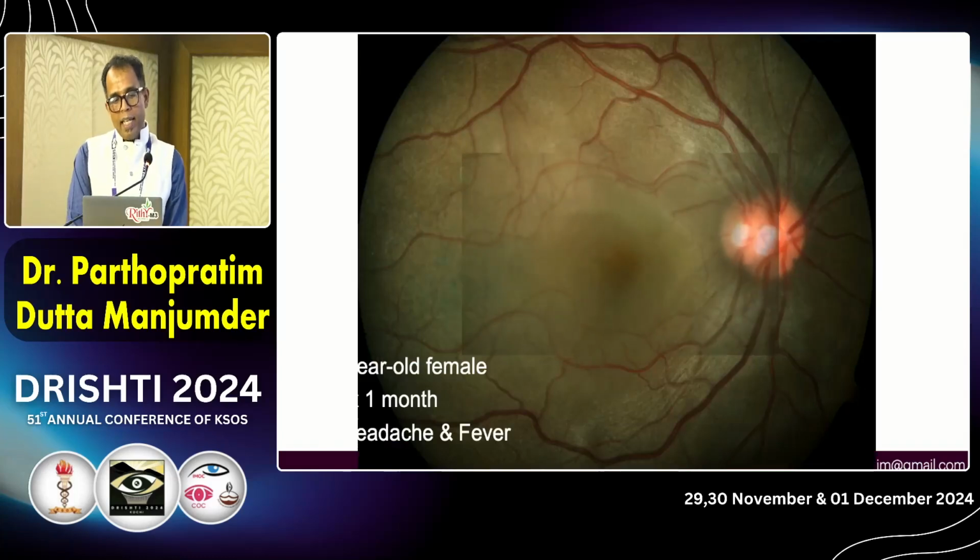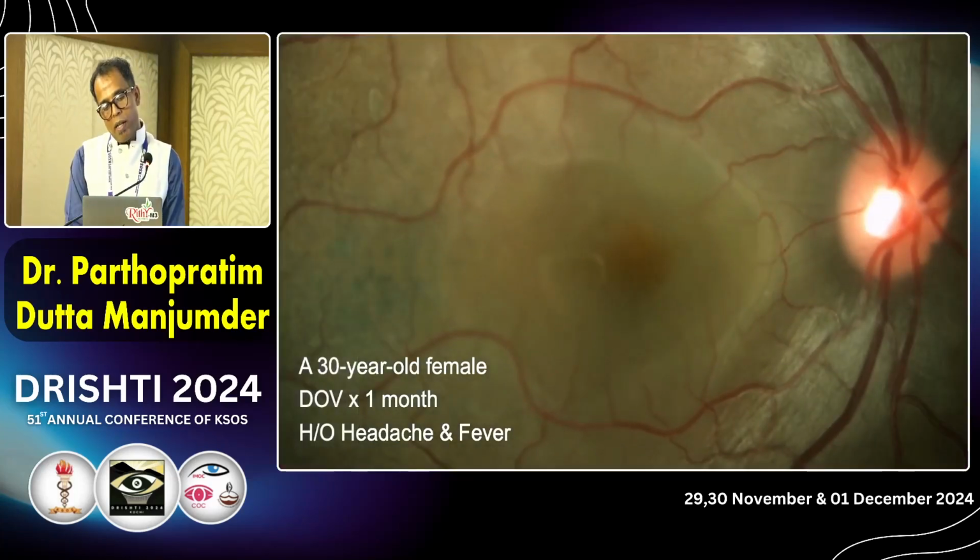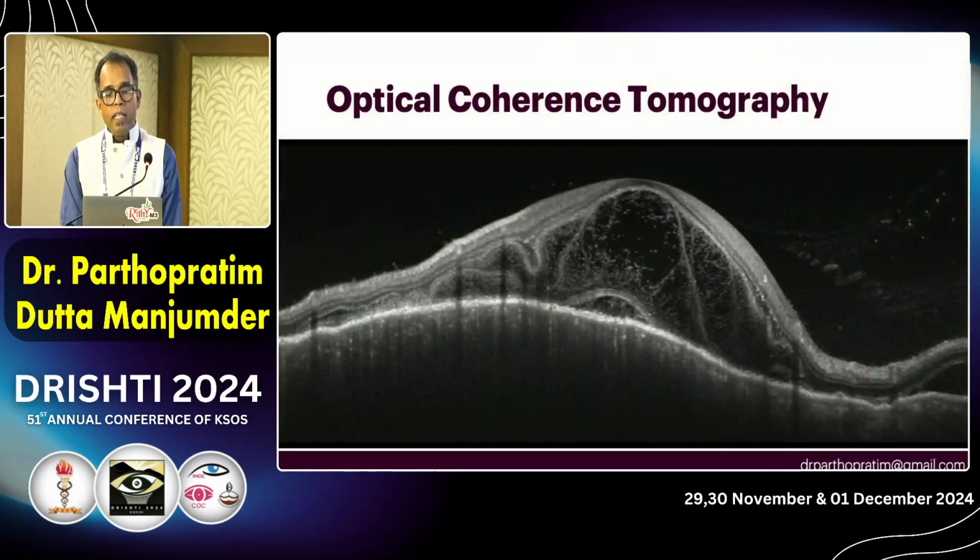A young lady with a history of diminution of vision for 1 month, and a history of headache and fever. Remember, the fever was recurrent, and there was a history of headache. This was the optical coherence tomography photograph, which you can say shows multilobular septi with subretinal fluid.